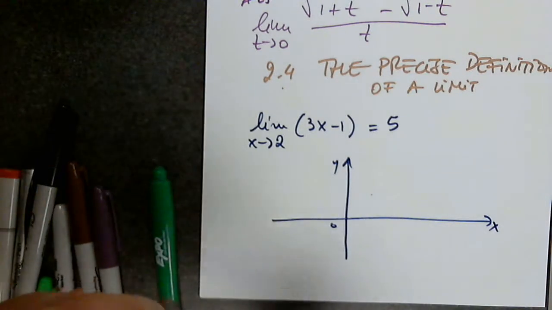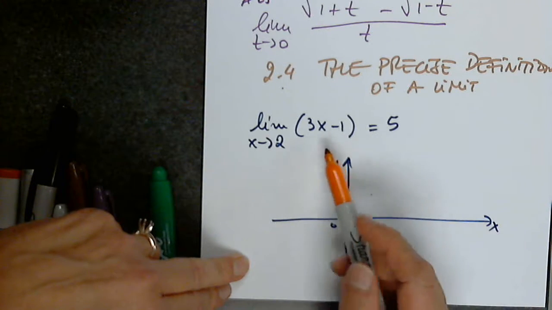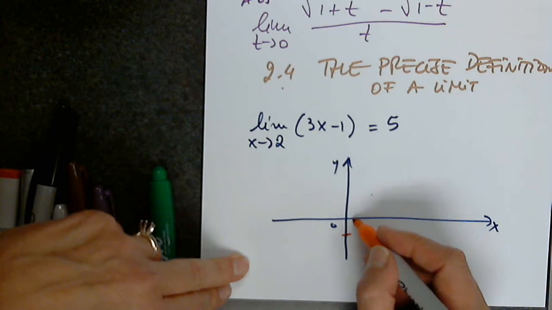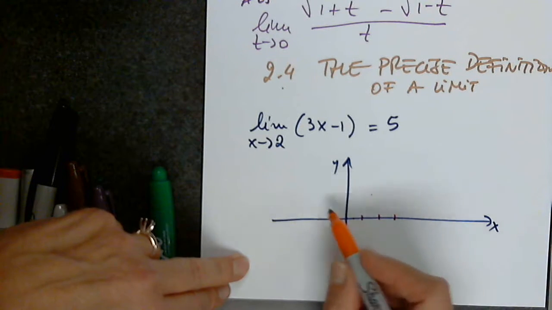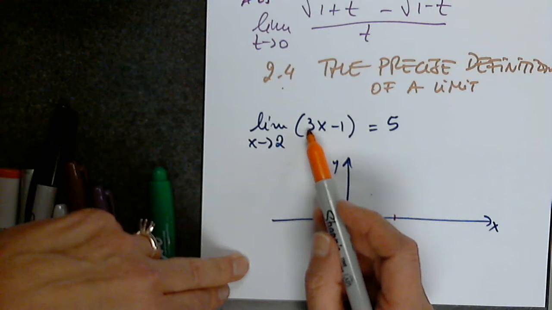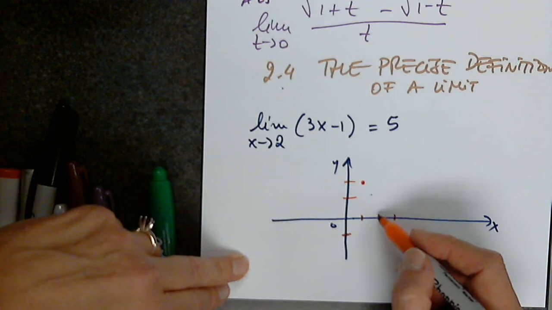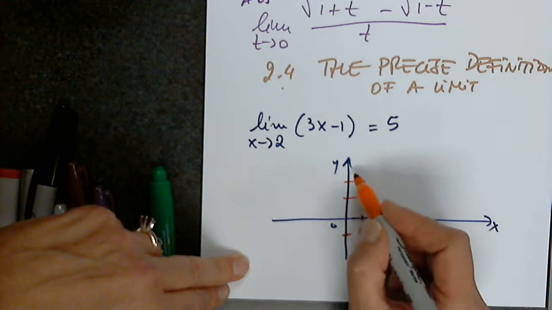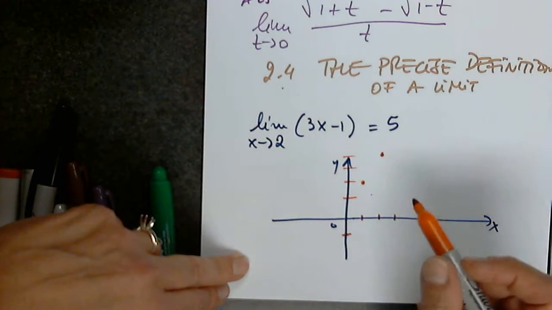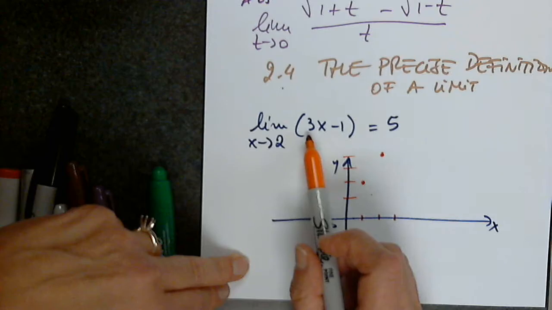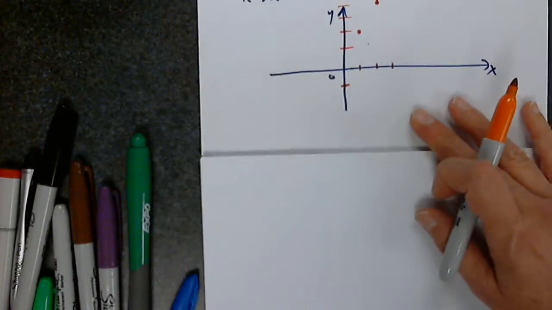So when x is 0, y is -1. When y is 0, x is 1/3. Kind of difficult to graph, but I know that this is 1, this is 2, this is 3. When x is 1, I have 2. And when x is 2, I have 5. And when x is 3, I have 9 minus 1, which is 8. Okay, I have to go to the next page. I didn't plan ahead.